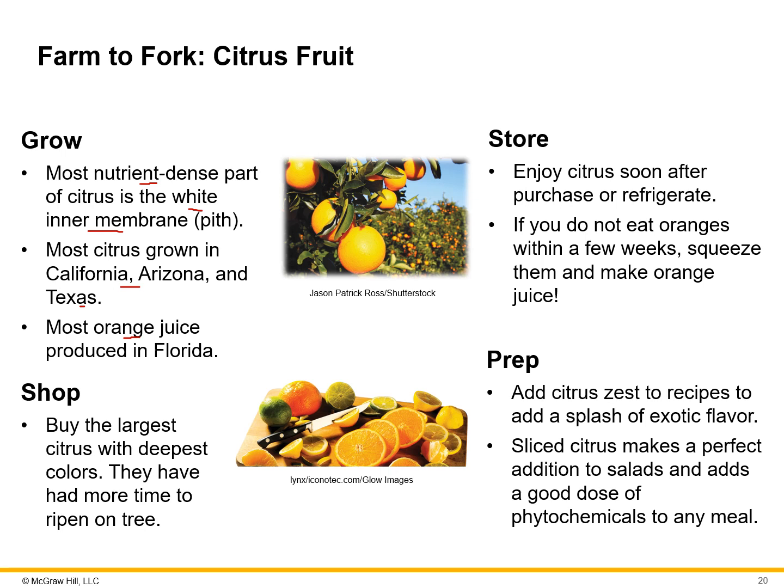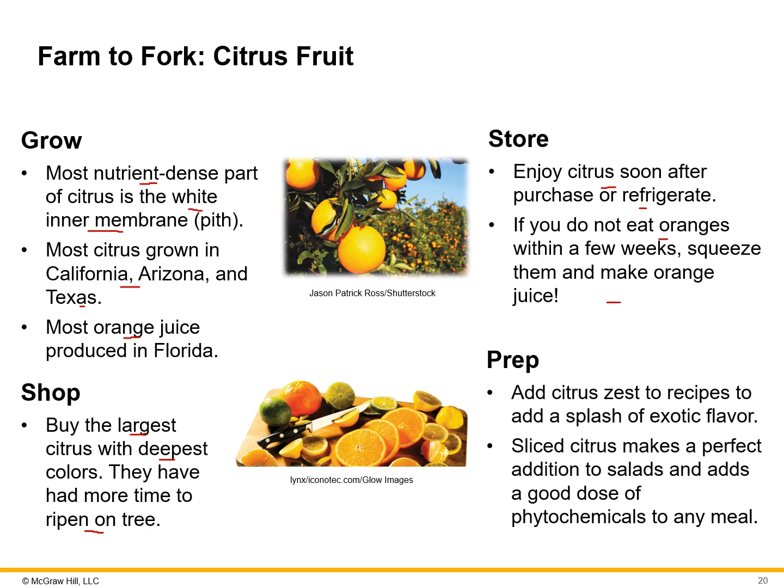Whenever you're shopping for citrus fruit, you want to buy the largest citrus that has the deepest color. So that darker color, just like with our tomatoes, indicates the most nutrients. It's had more time to ripen on the tree, and it increases the amount of nutrients. So enjoy them soon after purchase or refrigerate them. If you don't eat your oranges within a week, it's actually better to squeeze them to make juice out of them.